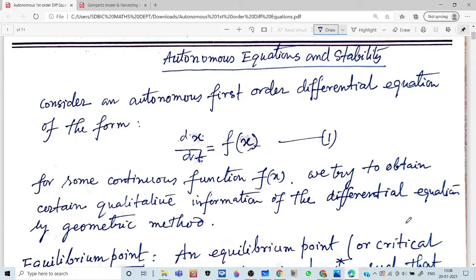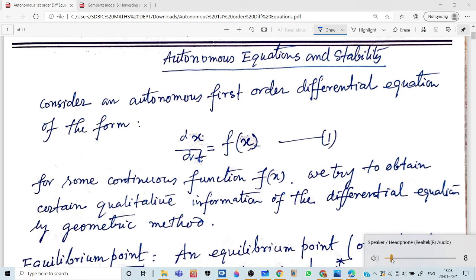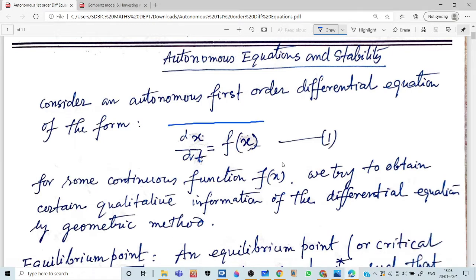Autonomous equation, differential equation, and stability. Suppose here a first order differential equation dx/dt equal to f(x).